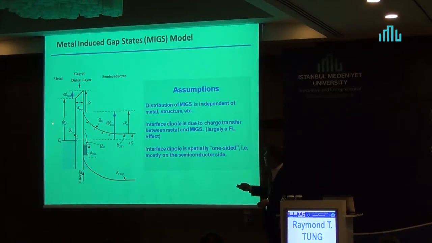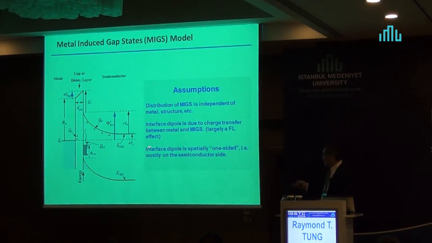So to make this model suitable for systematic analysis, one has to make additional assumptions. The assumptions include that the distribution of metal-induced gap states should be independent of the metal, of the structure, etc. And that the interface dipole is due to the charge transfer between the metal and the metal-induced gap states. So this is essentially a Fermi level effect.